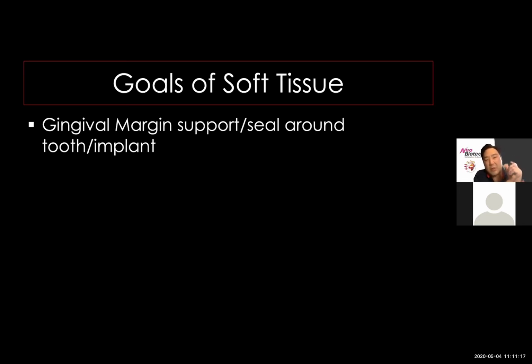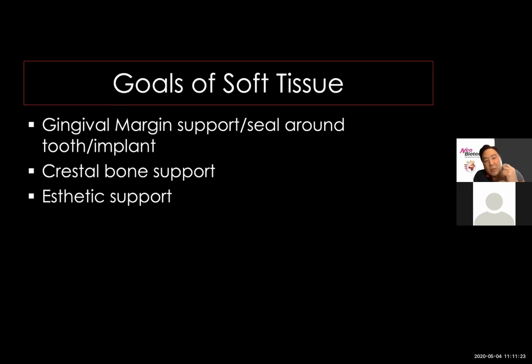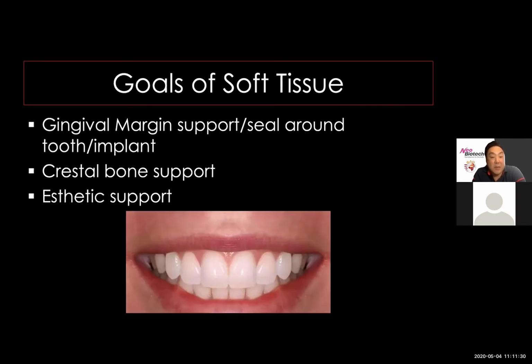And so when we look at the goals of soft tissue, it's really to have a support, a seal around that tooth or implant if we're working with implant dentistry. That way it will give us that bony support and ultimately that soft tissue aesthetic support that we're looking for in our aesthetic cases. And so this is ultimately the type of result that we want to achieve for all of our patients, especially in the anterior aesthetic zone.